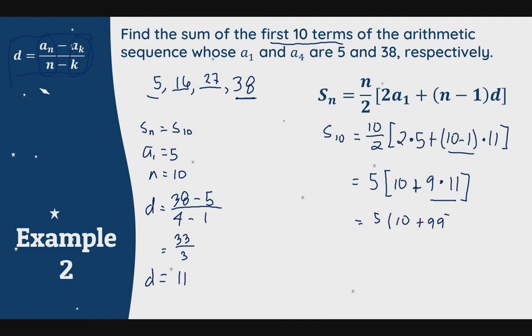And what is 10 plus 99? Very good. 119, or 109, sorry. 109. And 5 times 109 is equal to, or our S sub 10, or the sum of the first 10 terms of our arithmetic sequence, is 545.